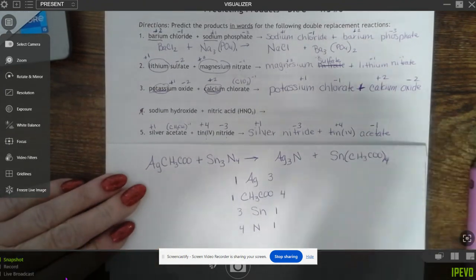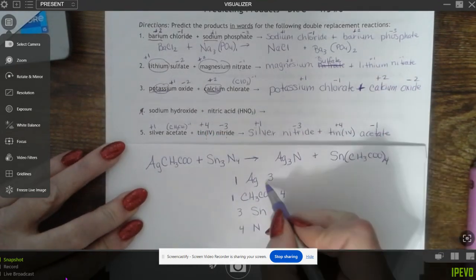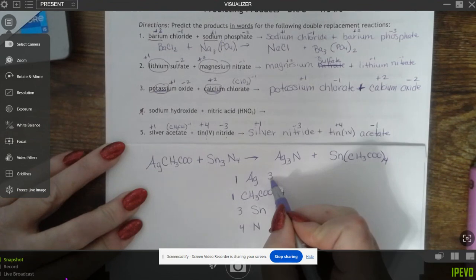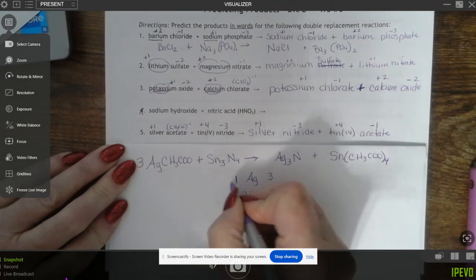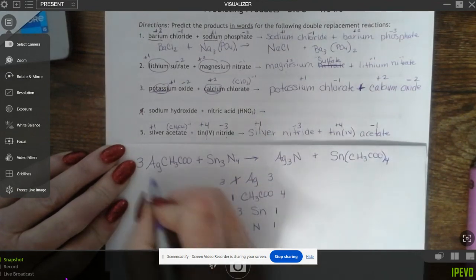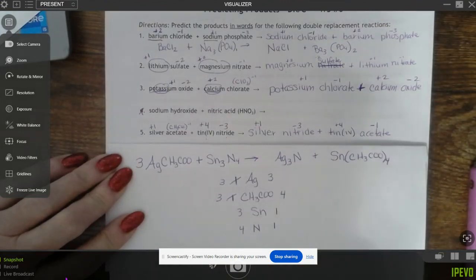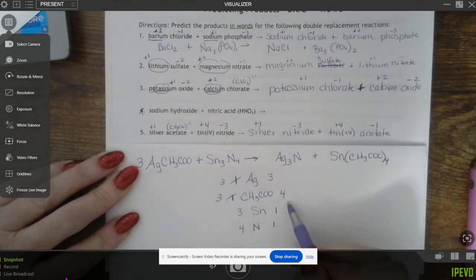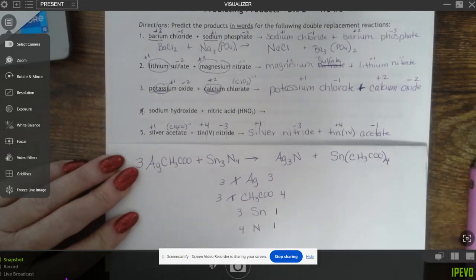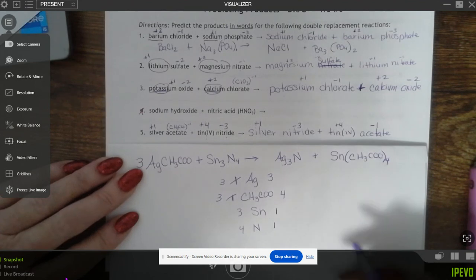Ooh, this one looks like it could be tricky. Let's see how this works. All right, so I've got 3 silver over here. So I'm going to put a 3 here. That gives me 3 silver. And it also gives me 3 acetate. Ooh, this one's going to be messy. Do you see why? We have 3 and 4. The least common multiple of 3 and 4 is 12. So I'm betting that we are going to have to get to 12.